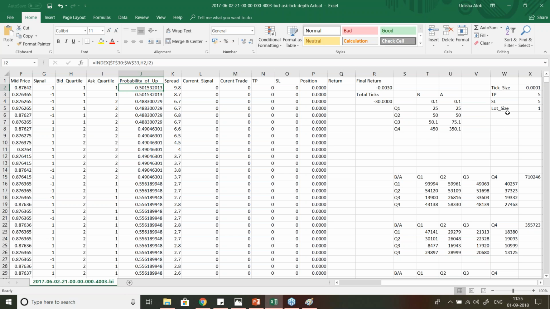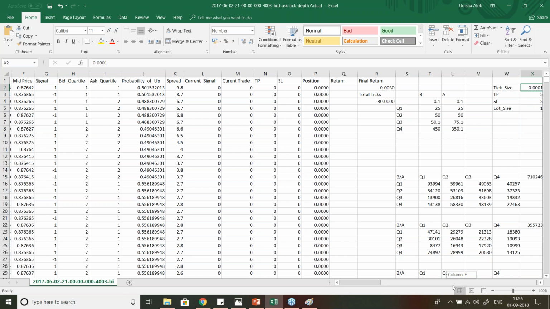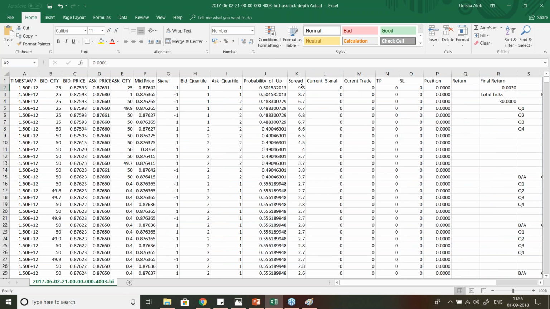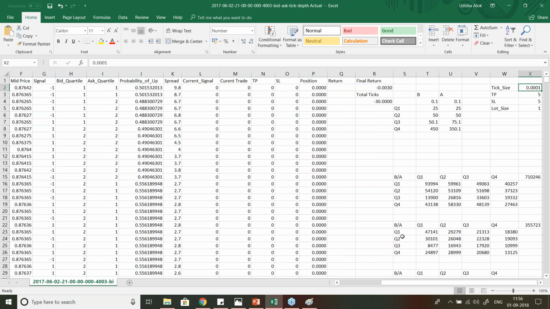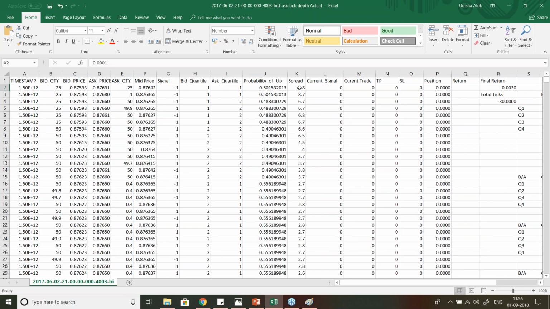So keeping that in mind, if you see the tick size here, columns W and X, I have taken a take profit target of 5 pips and a stop loss target of 5 pips, and a lot size of 1, and I have taken the tick size as the fourth decimal. Based on this, I have calculated the spread by subtracting the bid price minus the ask price divided by the tick value. So I get a spread of around 9 ticks, 8 ticks, 6 ticks, 7 ticks. As you see, the spread size is decreasing.